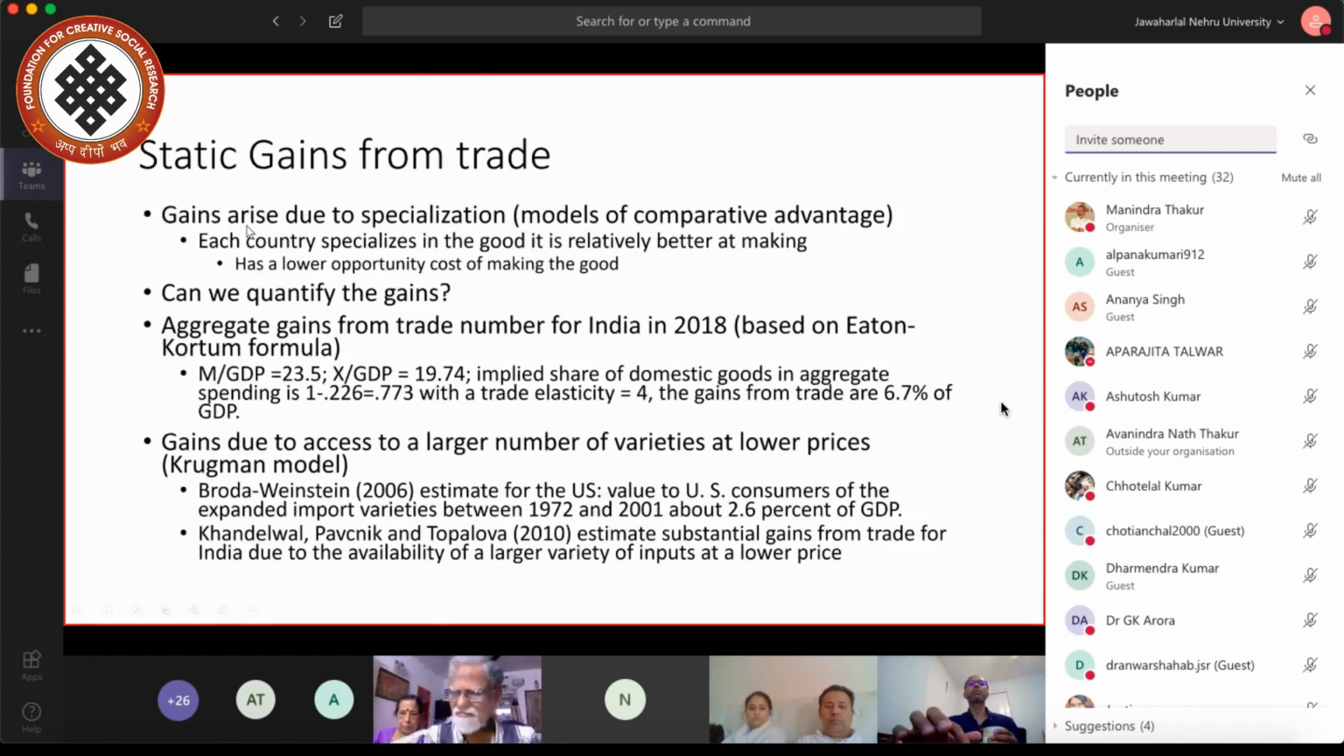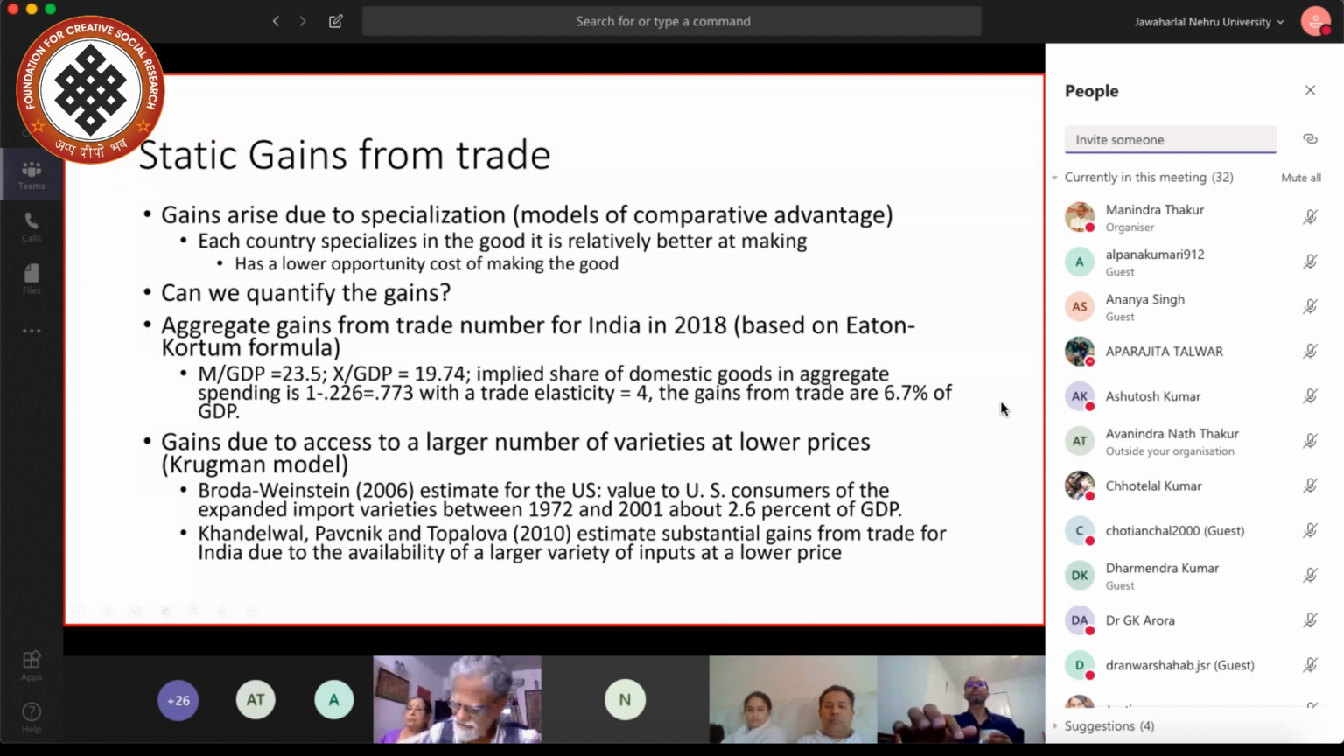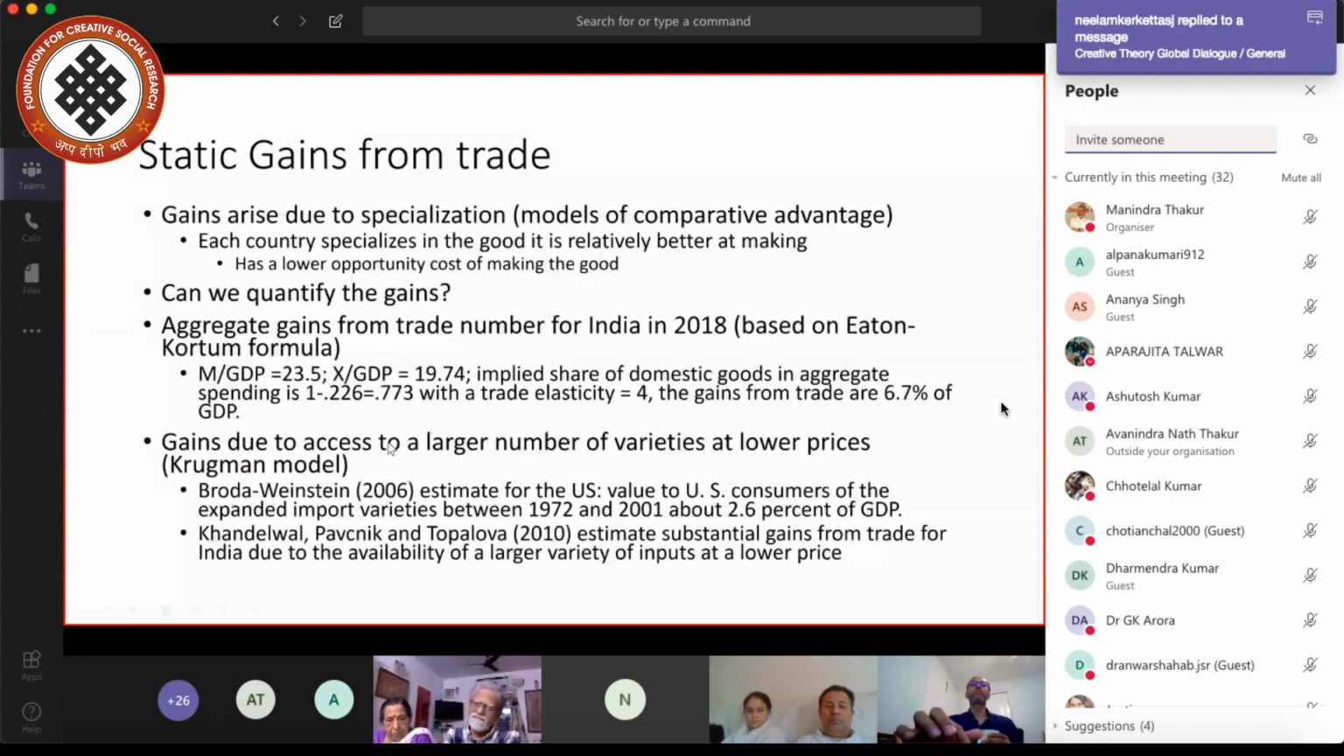So first, about the classical theories of trade, models of comparative advantage. In these models, gains arise due to specialization. I've already talked about it. So the question is, can we quantify these gains from trade? And there is a way to quantify the gains from trade. I have some back of the envelope calculation numbers based on a formula by these two economists, Eaton and Kortum. If you look at trade numbers for India for 2018, the import to GDP ratio for India was 23.5 in 2018, and the export to GDP ratio was 19.74.